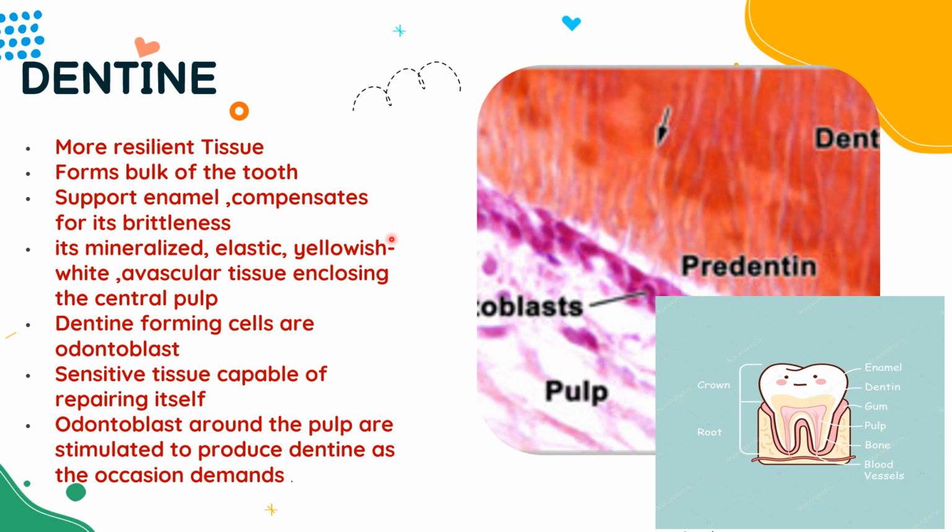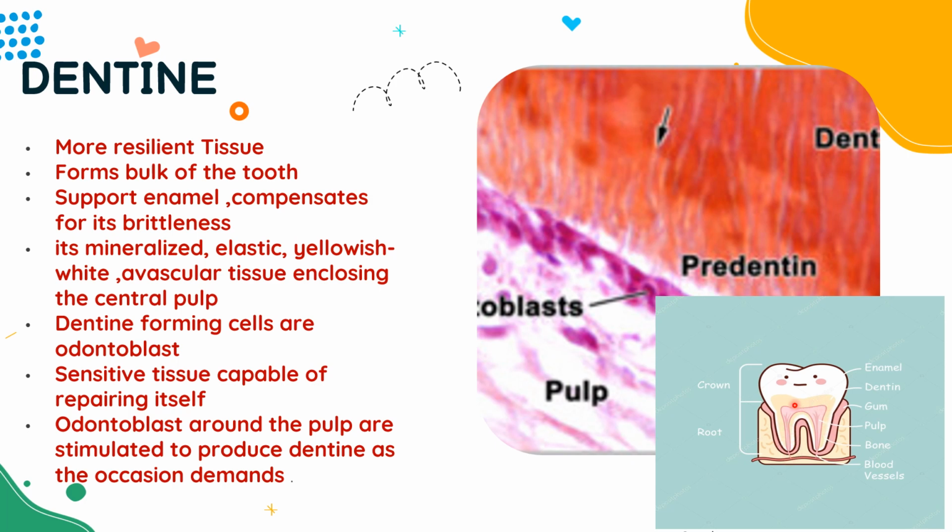If you look at this little cute tooth, this cream color or light yellow color is your dentine, and this pink color is your pulp. So your dentine encloses this whole pulp. This whole central pulp is enclosed in dentine.